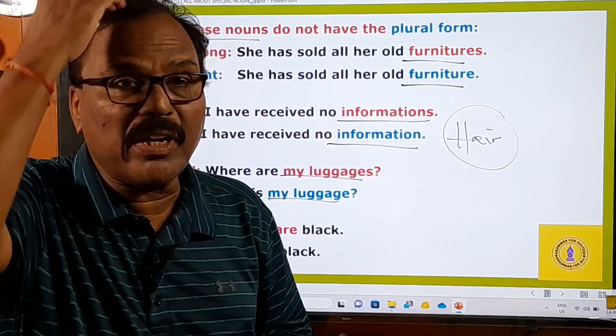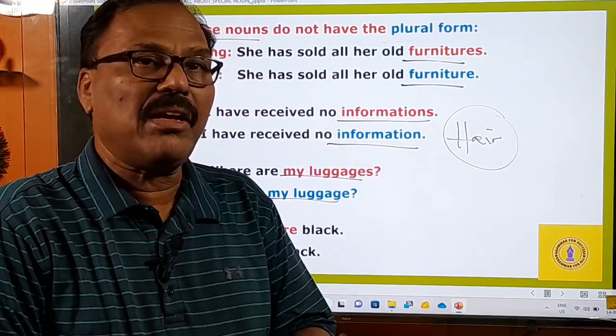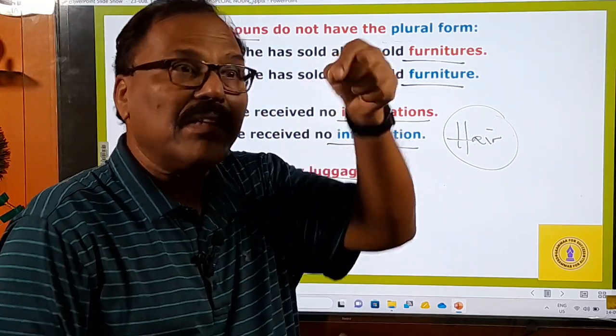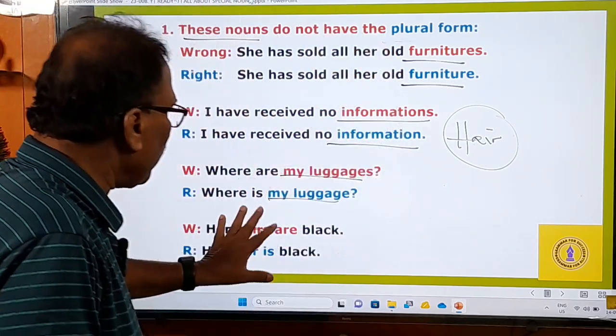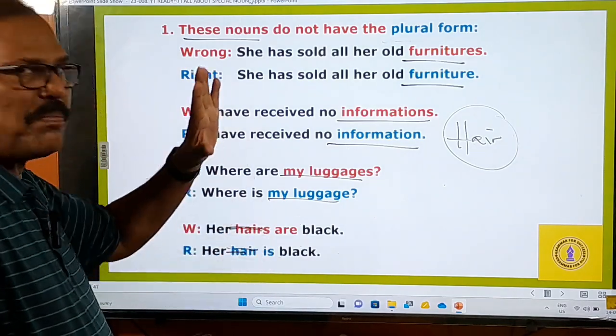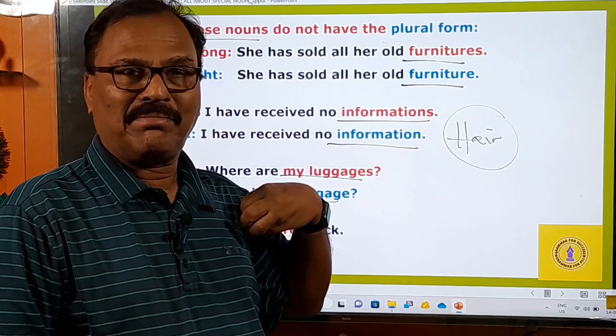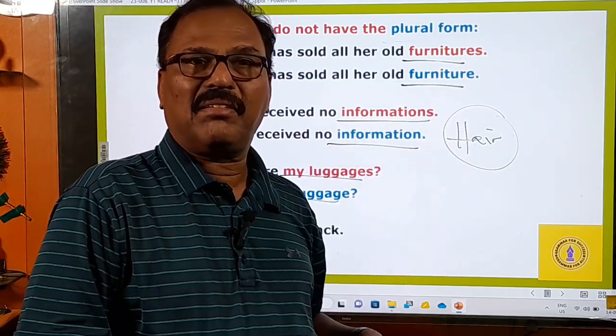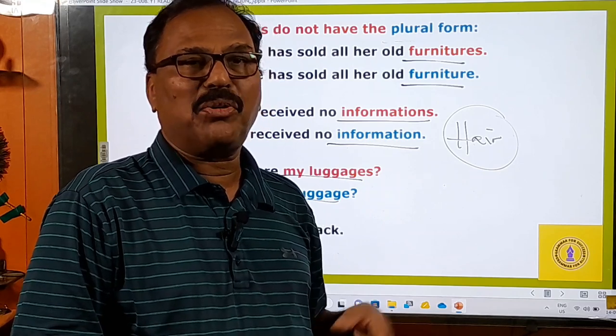If you are talking about one, two, three, then you can say hairs. A few hairs are white in your head. A few hairs, then you can, okay. But as a whole, you cannot say that. Her hairs are black. Her hair is black. My hair is long. His hair is grizzly. What's that? Grizzly.